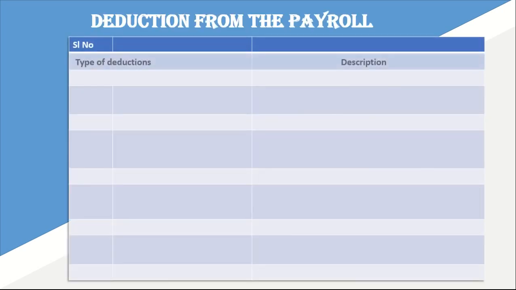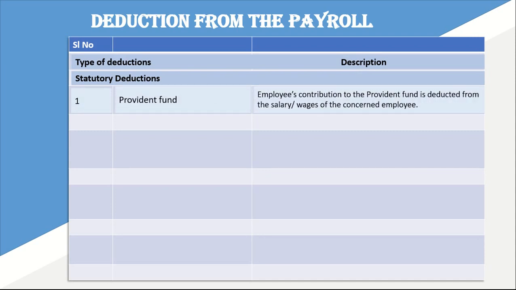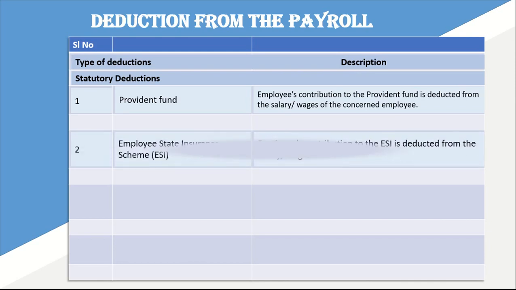Type of deductions. Statutory deductions. Provident Fund. Employee's contribution to the Provident Fund is deducted from the salary or wages of the concerned employee. Employee State Insurance Scheme, ESI. Employee's contribution to the ESI is deducted from the salary or wages.